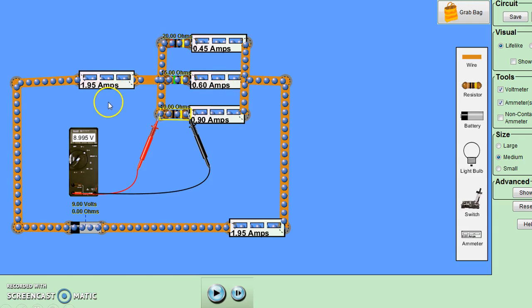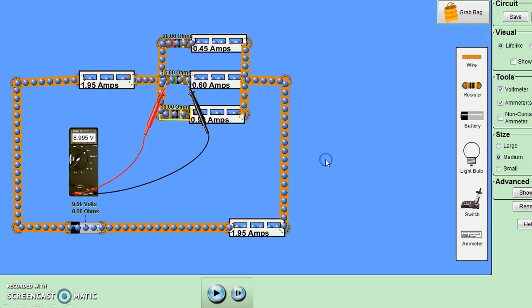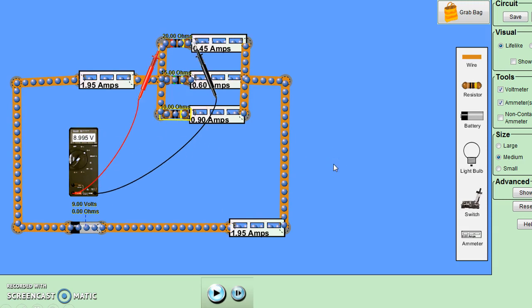That's right, 1.95 amps. Okay? And in the next 3 slides, I'm going to show you the difference is that I'm going to move these voltmeter probes, that's what they're called. I'm going to move them from resistor to resistor. So on the bottom resistor, it's 8.995 volts. Wow, that's awfully close to 9 volts. And as I go to the next one, look, same. Look, same. Isn't that exciting? So V total equals V1 equals V2 equals V3.